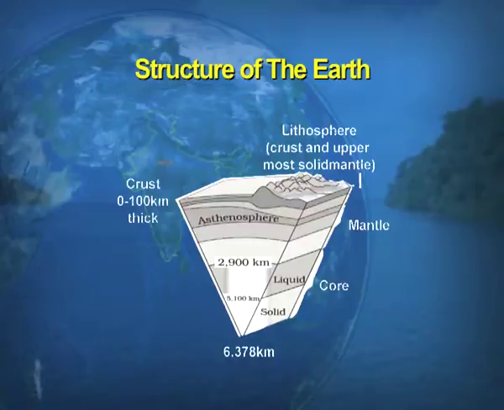Thereafter comes the core. The core-mantle boundary is located at a depth of 2,900 kilometers. The outer core is in a liquid state, while the inner core is solid. The outer core is composed mainly of sial, that is silicon and aluminum.